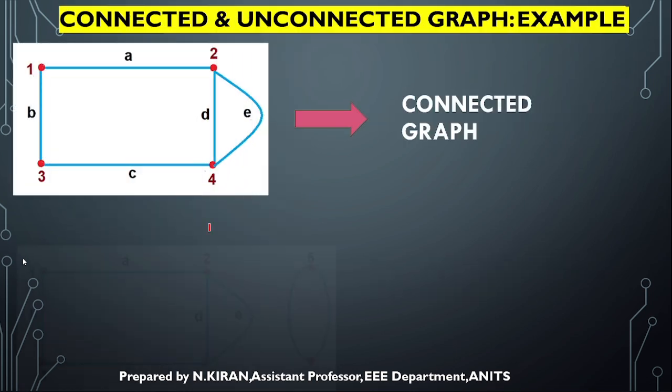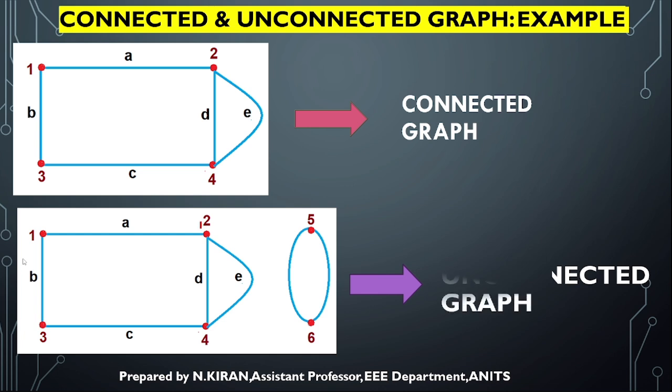Connected and unconnected graph. Okay, so what is the basic difference? We can see how many nodes are there in the first example? 1, 2, 3, 4. So 4 nodes are there. Take any two nodes. You can see one path exists between any two nodes.